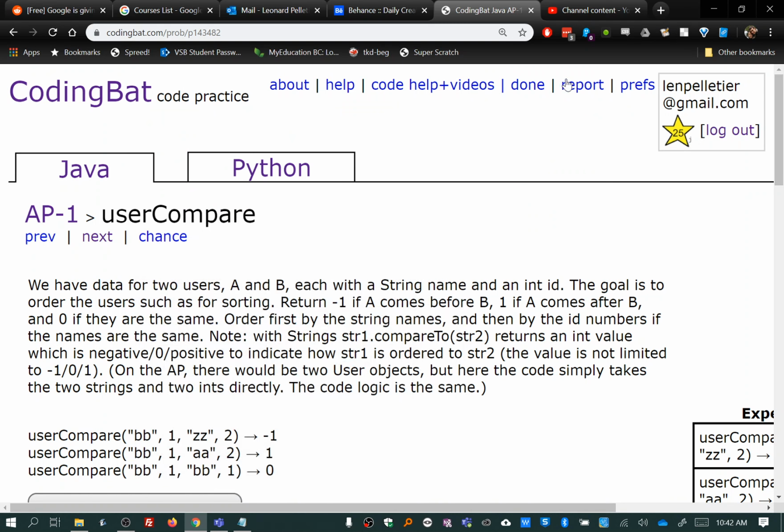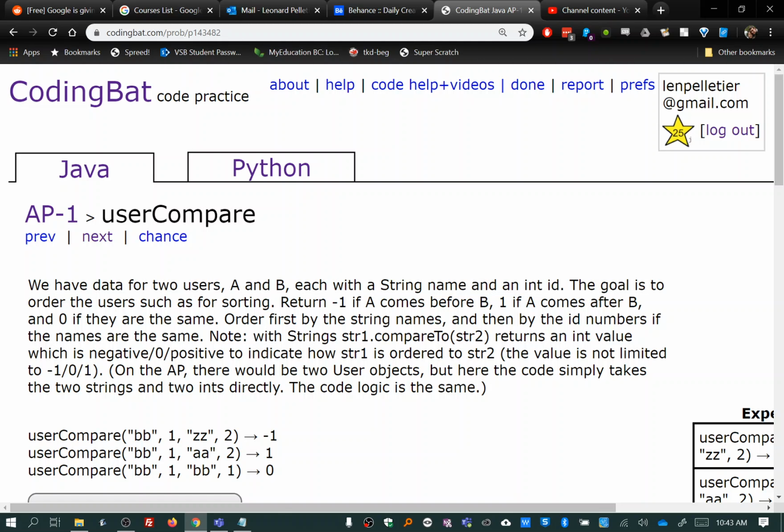Okay, everybody, this next question from CodingBat, problem set AP-1, is user compare. Never compare yourself to others is good advice, but apparently this method is designed to compare people, except that it's not doing anything mean. They're just comparing whether or not one particular person alphabetically comes before or after another person. So just the alphabet. No cyberbullying going on here.